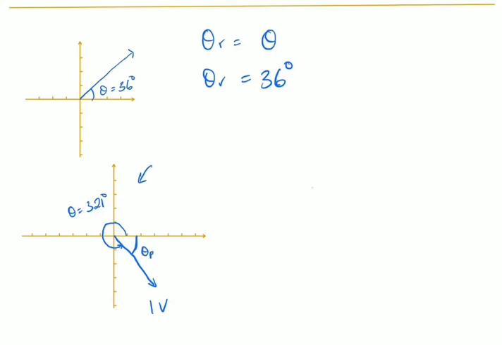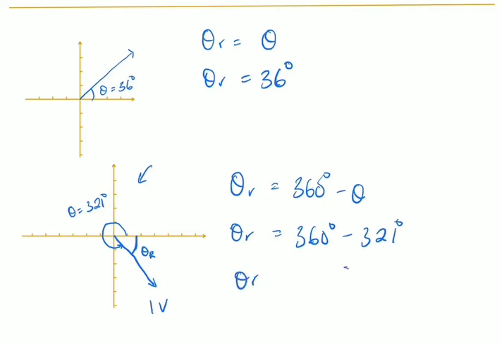This is theta reference. So to find theta reference, again, we're going to take the whole 360 angle and subtract theta. That's how we're going to find that little spot right there. So theta reference would be 360 subtract our theta, which is 321. And our theta reference would be 39. So that angle right there is going to be 39 degrees.